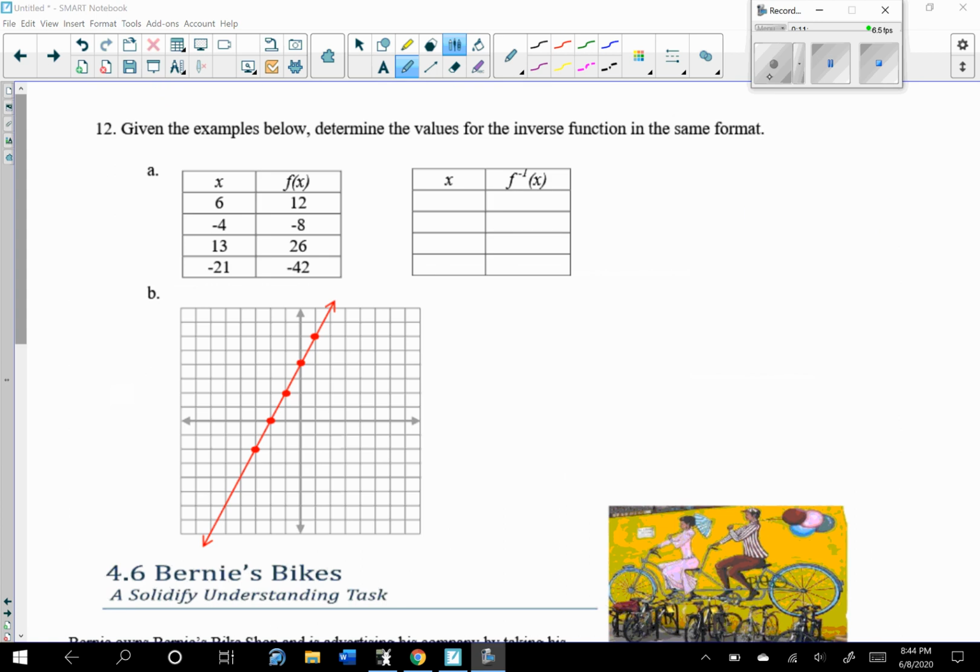Given the examples below, determine the values for the inverse function in the same formats. So again, here is a table. And if we want to notice this one saying to find the inverse function, so this is the inverse. We said we switched our domain and our range, switched the independent and dependent variables. So that means we're going to be switching our x's and our y's. So that means that these values are going to become the x values. And these values become our y values.